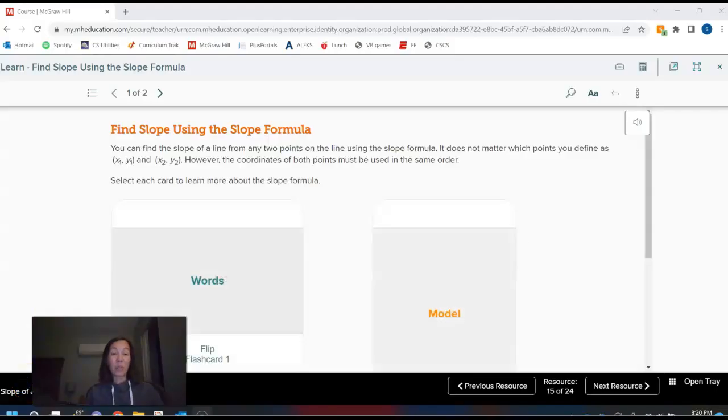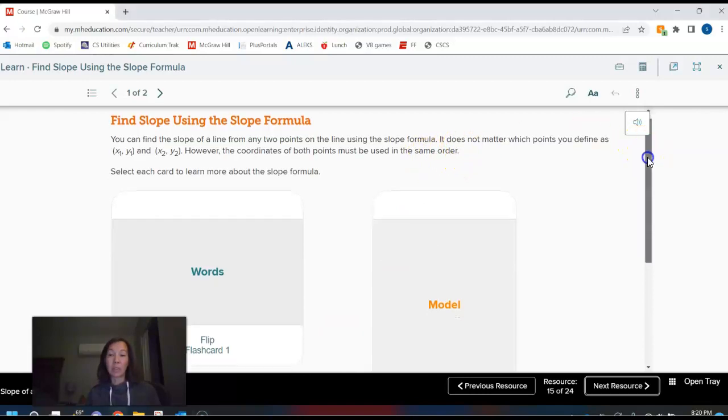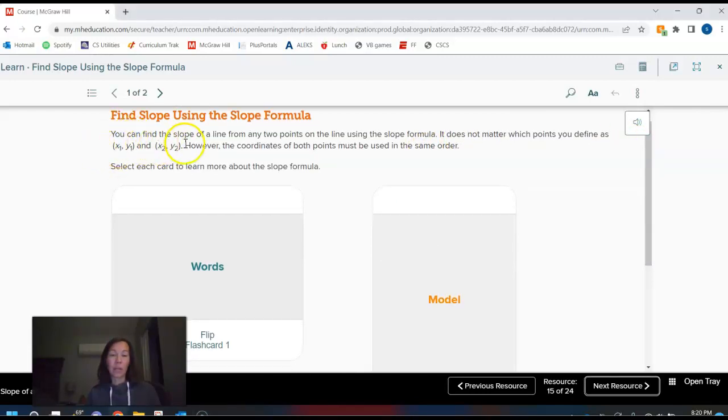Today we are going to find the slope using the slope formula. The formula is based on knowing any 2 points on the line. It doesn't matter which points; any 2 points, we'll call one of them x1, y1 and the other x2, y2. It really doesn't matter which one you make which. But the thing that does matter is that the coordinates of the points must be used in the same order.